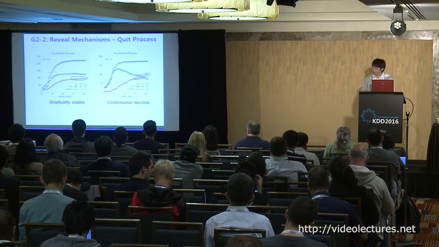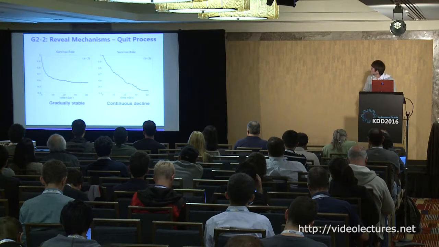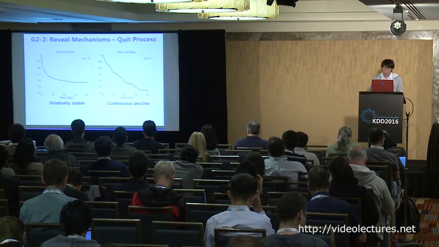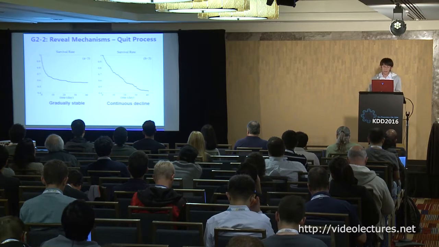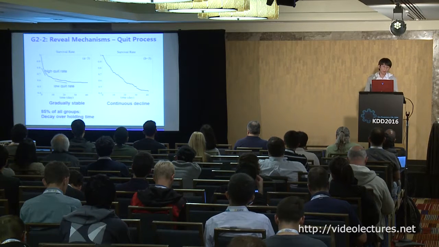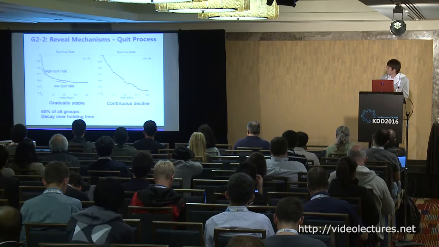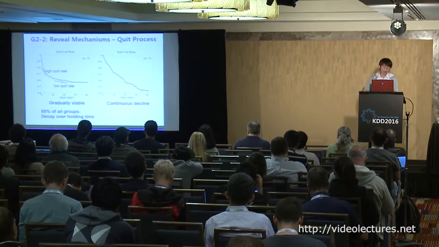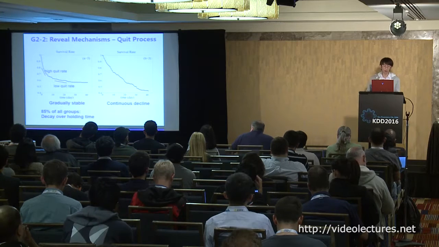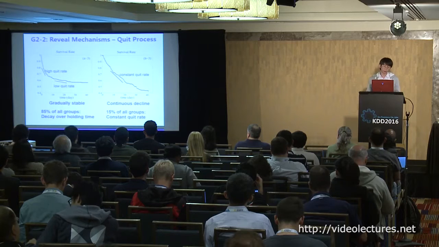What are the differences between these two situations in the mechanisms? I think we can use the survival rate. That means what percentage of people stayed longer than a given time. Yeah, this is the survival rate. Let's see the survival rate of these two groups. We can find that in the first group, which gets stable, the quit rate is high at the beginning, but it gradually decays over holding time. But in the second group, it's almost a constant quit rate.